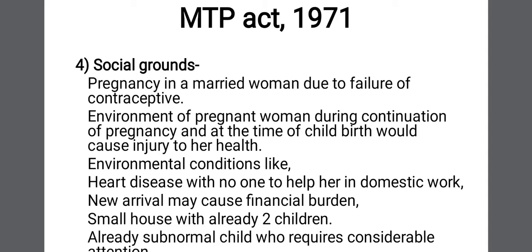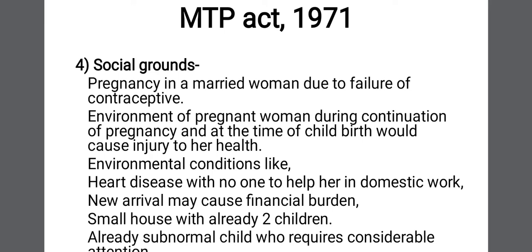Social ground: the pregnancy in a married woman due to failure of contraceptives. Again, it is very common that a married woman undergoes pregnancy and comes to know that she is pregnant, maybe by urine examination, or what we call the urinary pregnancy test, or by ultrasonography, but she doesn't want the issue, maybe because of some social things, or because of her business or service. She doesn't want the pregnancy right now, but because of failure of contraception she has become pregnant, she can terminate it.